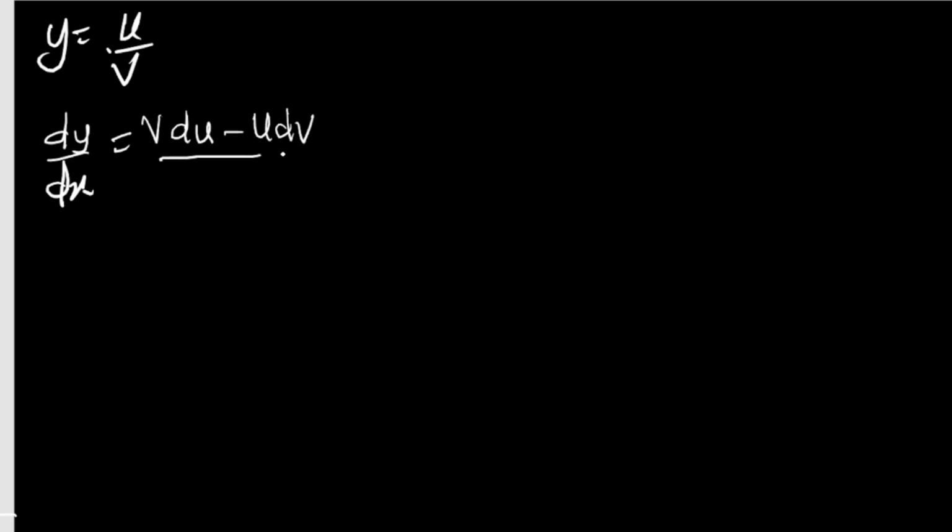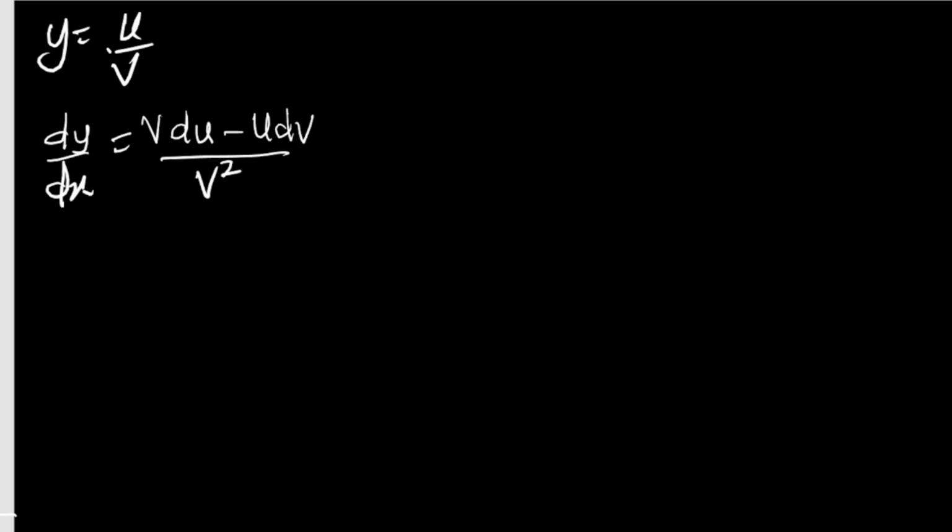But first, y is equal to what? u divided by v. That is, when two things are being divided and they say you should differentiate them, you'll be using the rule of what? The quotient rule. Now, the general formula for the quotient rule is dy over dx equals v du minus u dv, divided by v squared. This is the formula you need to know, and it is what we'll be using throughout this video.